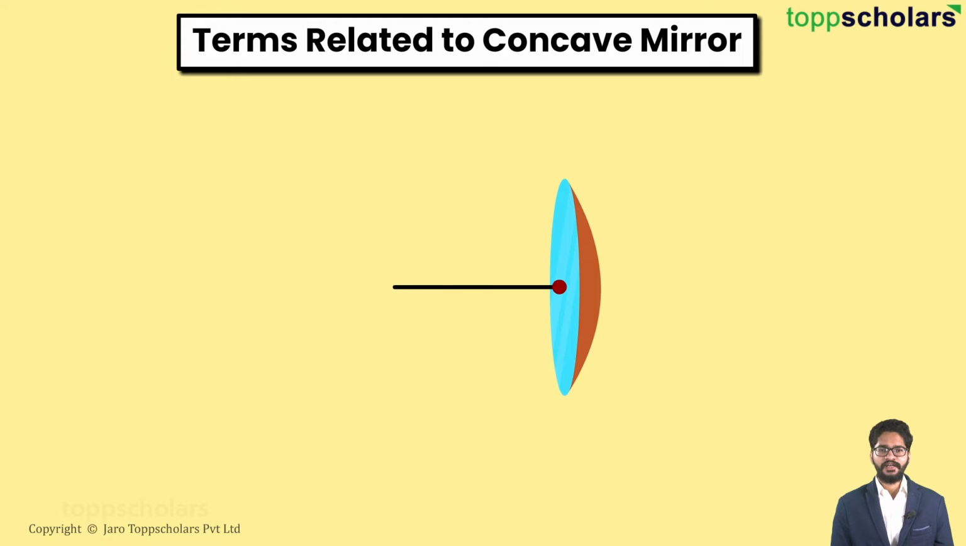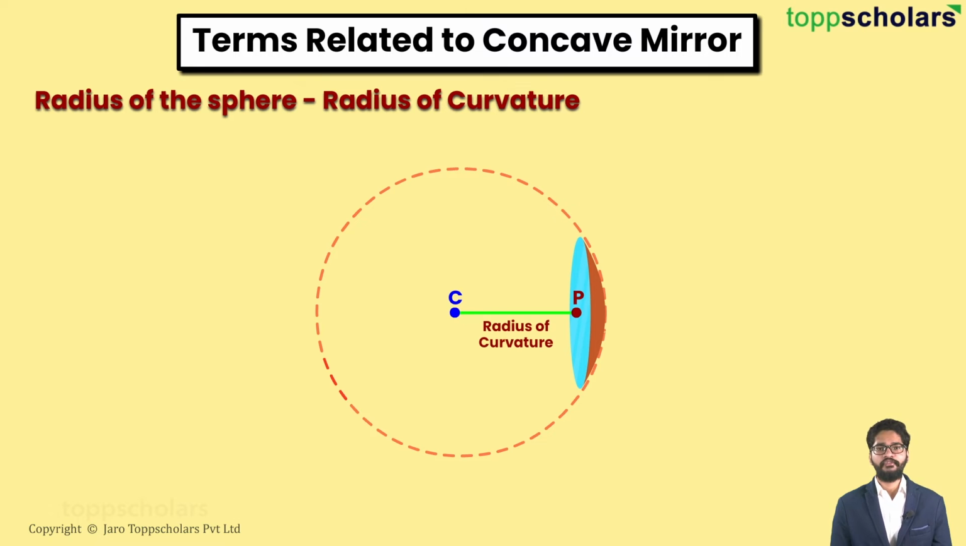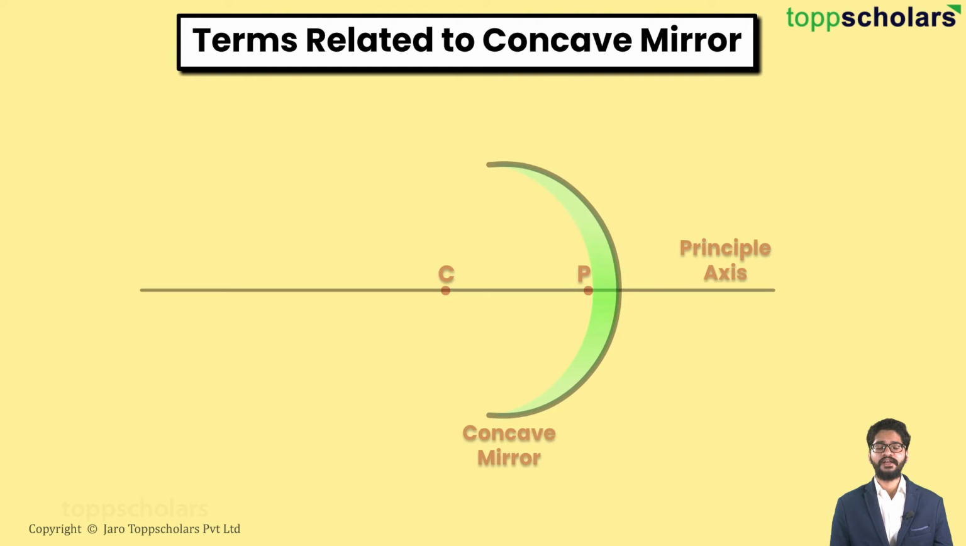The center of the mirror is called its pole, and it is denoted by P. The center of the sphere of which the mirror forms a part is called the center of curvature, and it is denoted by C. The radius of that same sphere of which the mirror is a part is called the radius of curvature, denoted by R, and the line passing through the pole and the center of curvature is called the principal axis of the mirror. This line is perpendicular to the mirror at the pole.